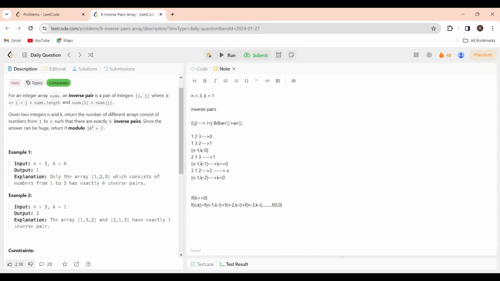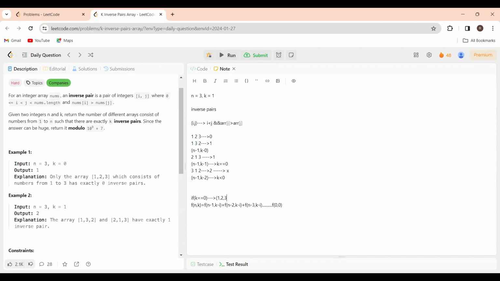So k is equal to 0 means we need to form 0 inverse pairs. What is the array where there are 0 inverse pairs? That will be a sorted array, right? Whatever the n is, that will be a sorted array.